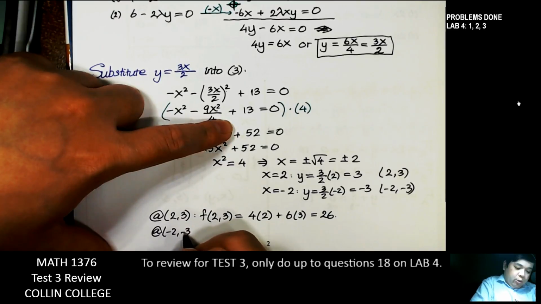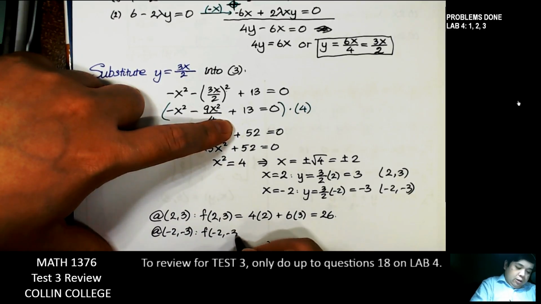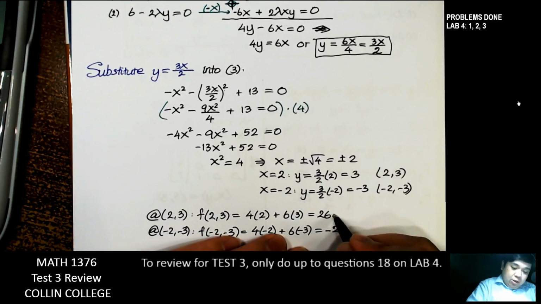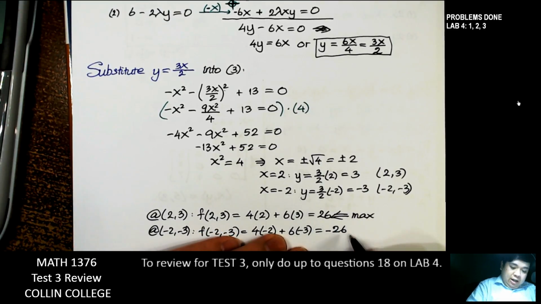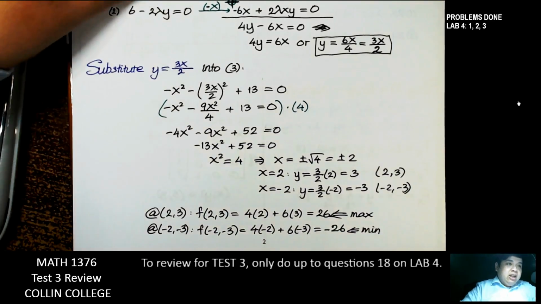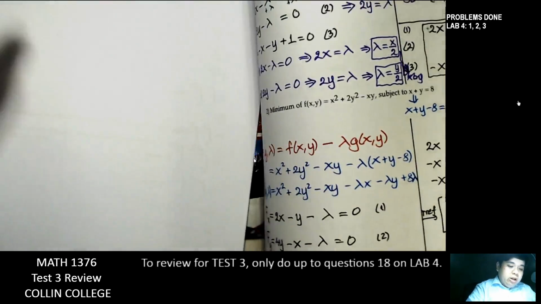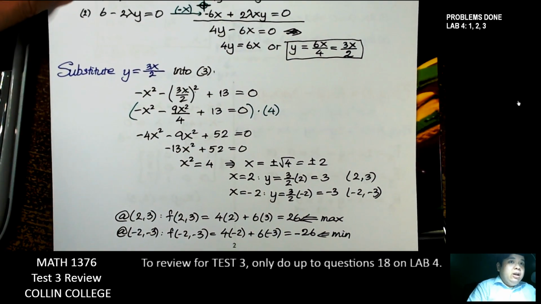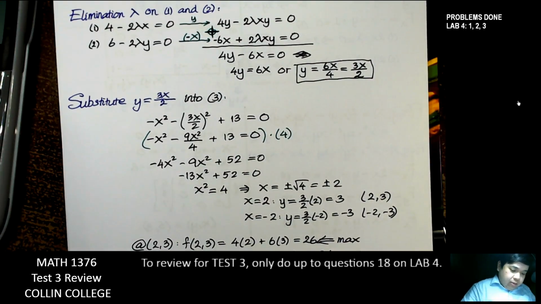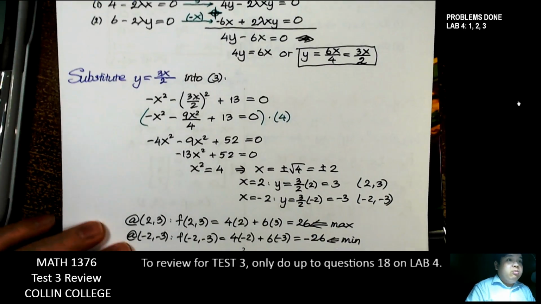At negative 2, negative 3, that gives us negative 26. So obviously this is going to be a max, and that will be a min. So if we have more than one point in the problem, we do need to check. Previous example, there's only one point, and they ask for the maximum or the minimum. Therefore, it has to be the point we're trying to find. If we have more than one, then we have to check.